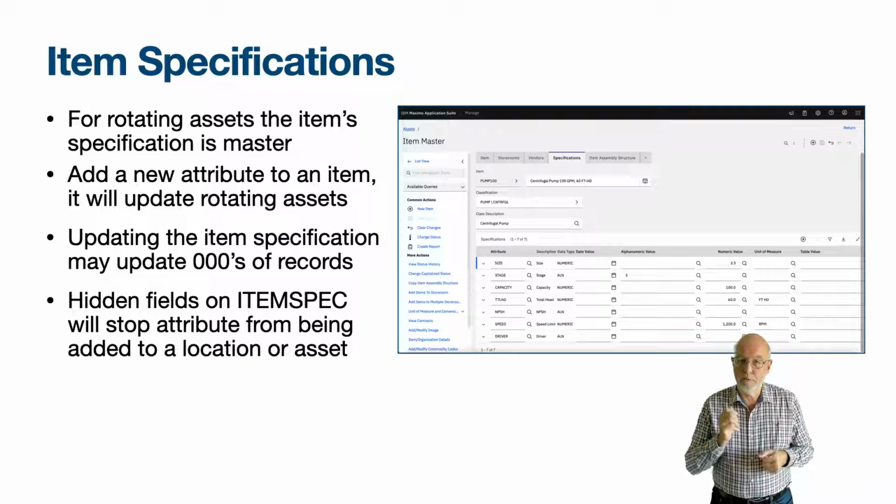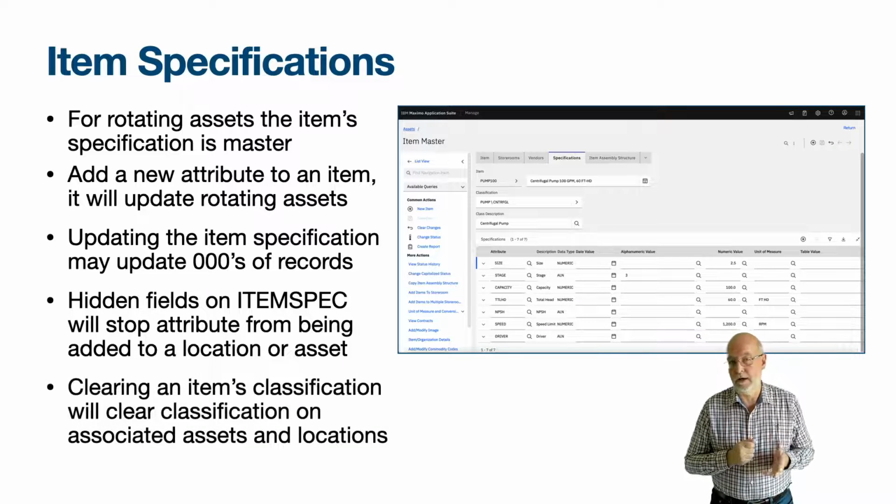So what happens if you clear the classification on an item or reclassify the item? Remember, the item is the master and the classification on the rotating asset is read-only. The classification will be cleared on assets and locations that reference the rotating item, unless there has been a change to one of the attribute values on the location or asset. Reclassifying the item master record will also reclassify any associated assets or locations.